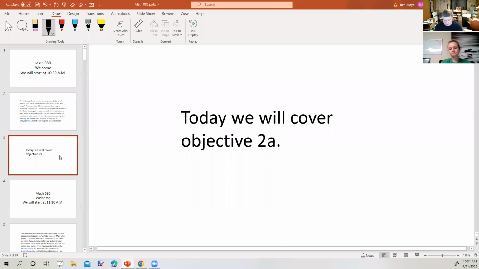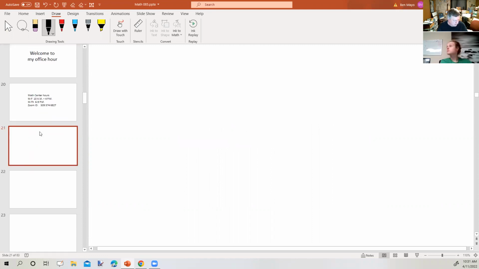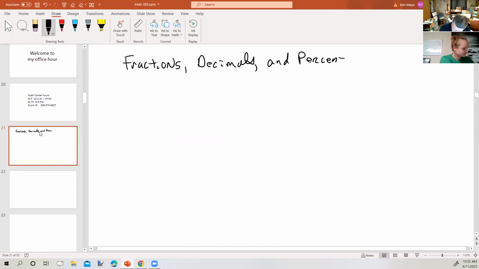Today we're going to go on to cover objective 2A. So let's go ahead and get started. We're going to deal with fractions, decimals, and percents. Okay, and we're going to look at how to convert from each of these to each of the others. We're going to start with converting fractions into decimals.